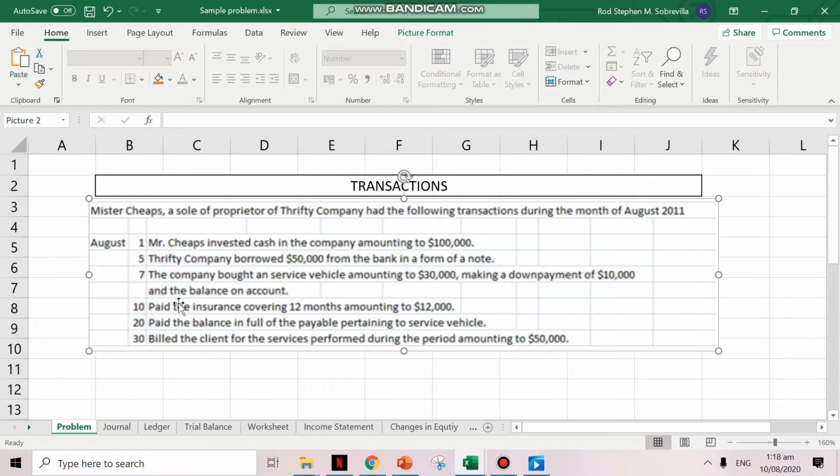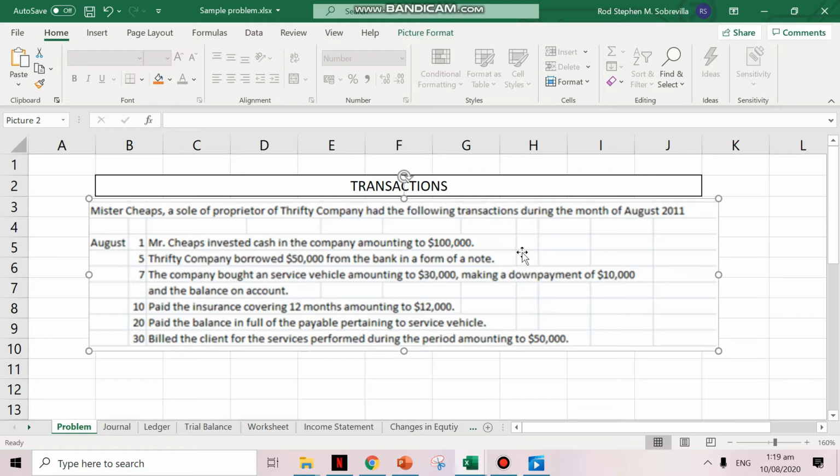And then, the fifth transaction: paid in full the balance of the payable pertaining to service vehicle. Ayan, paid ulit. Ibig sabihin, credit cash ulit yan. Pero, ang binayaran natin is payable pertaining to service vehicle. Ito yon, service vehicle. Diba, 30,000 yun. Pero nagkaroon tayo ng down payment na 10,000. So, 20,000 na lang yung binayaran natin.